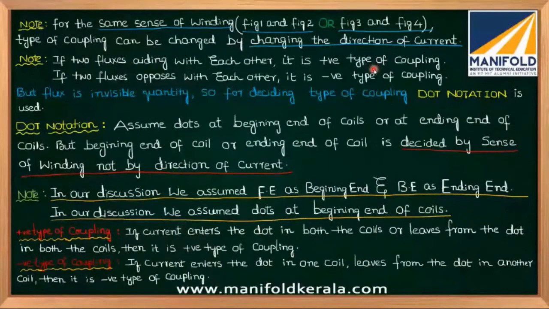And second note, let me ask. Second question: tell me, the beginning end of a coil or the ending end of a coil is decided by what? Is it by direction of current or by sense of winding?